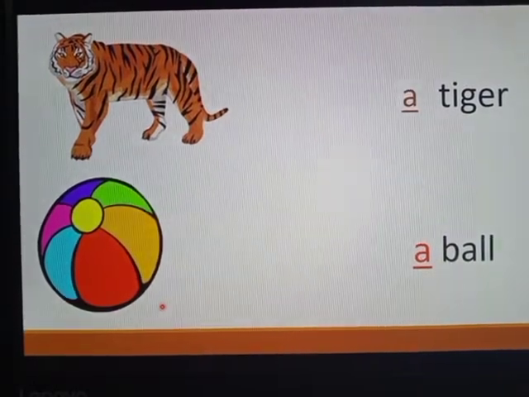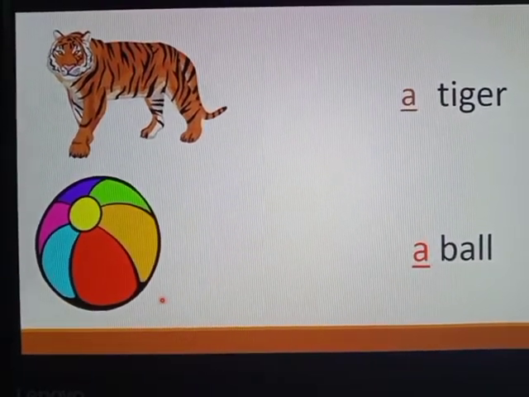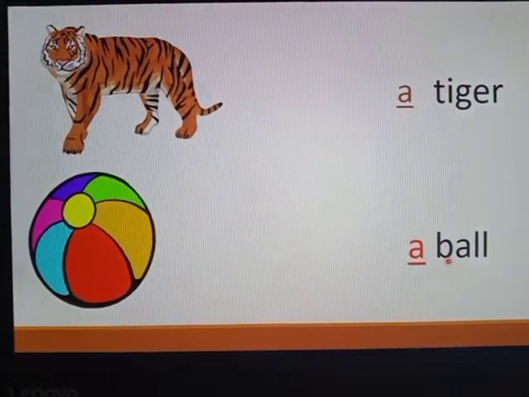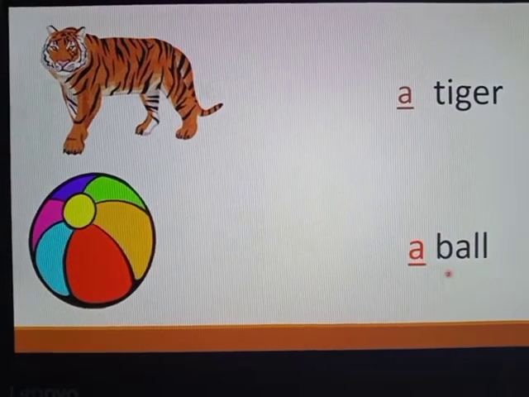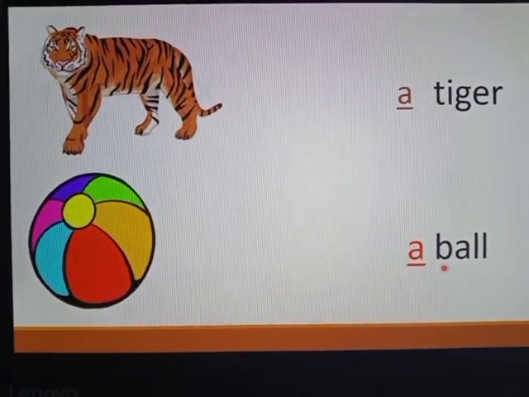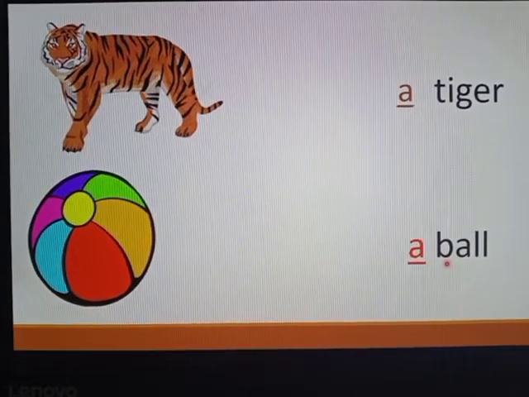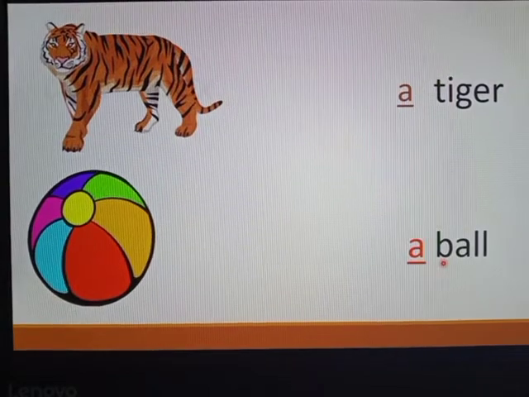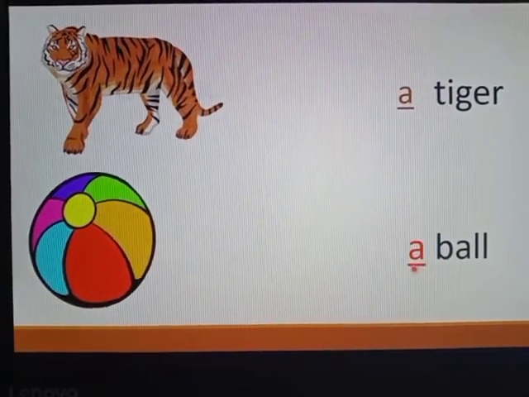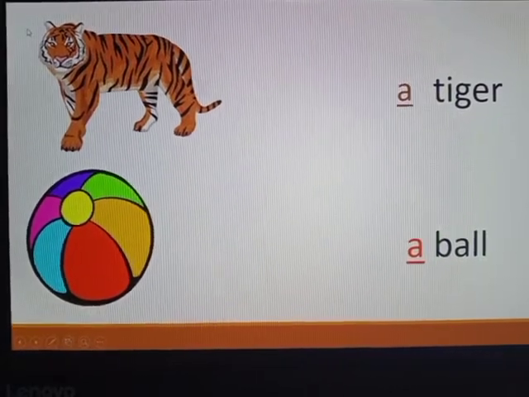Now, see the second picture. What are you seeing in this picture? Correct. It's a ball. Now, see the spelling of a ball. B-A-L-L. Ball. The starting letter is also a consonant sound. It's a B. So, whenever there is a consonant sound, we use what before that? A. So, how do you read it? A ball. Now, we'll see the next slide.